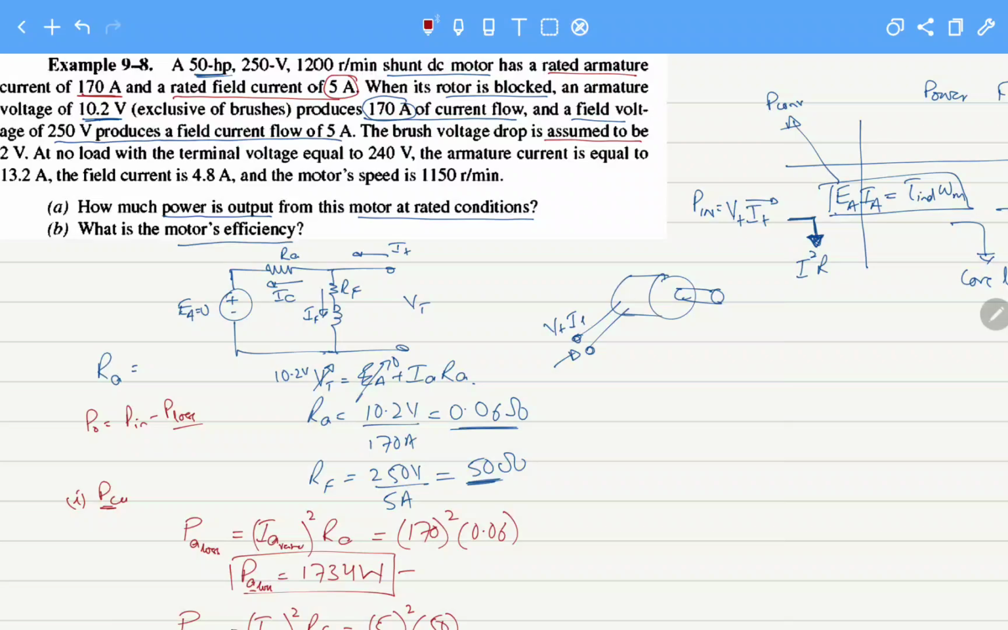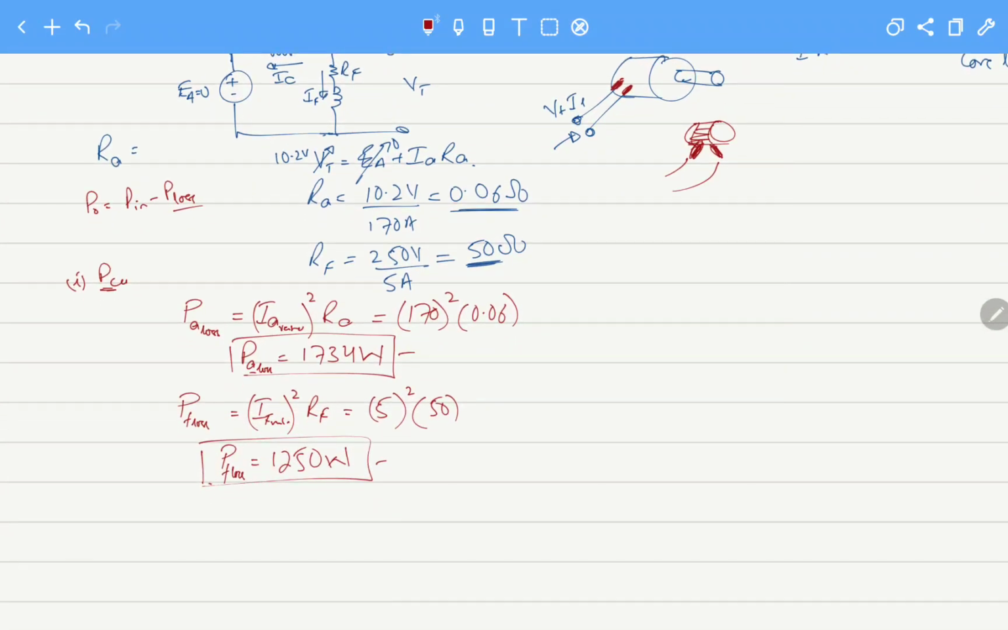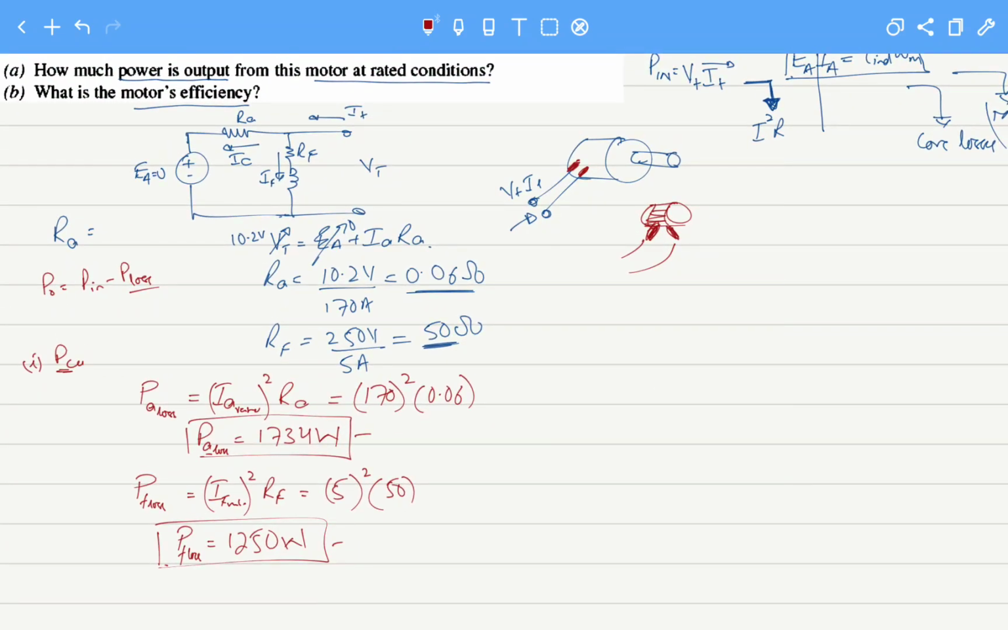He is talking about the brushes where the voltage drop exists at this side, where on the rotor we have the commutator and we have carbon brushes that are actually making contact with the commutator. So it is saying that there is a brush voltage drop also. When the motor runs, there is a 2 volt voltage drop across the brushes.